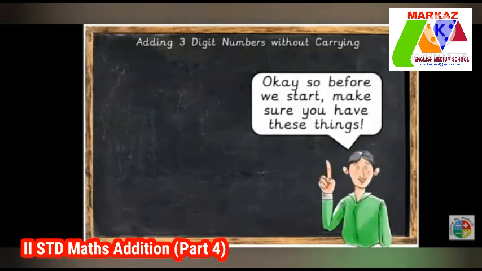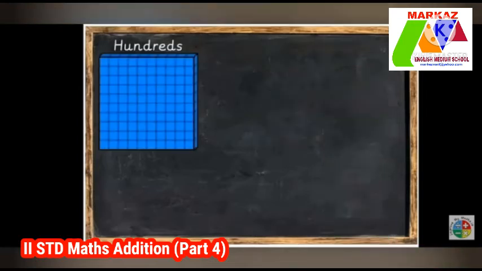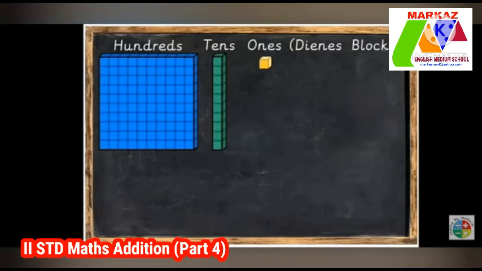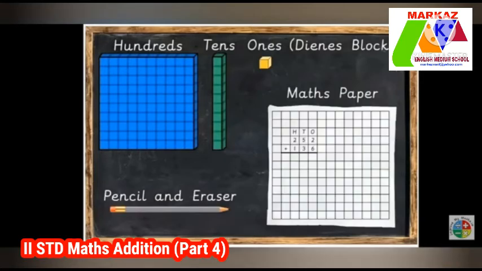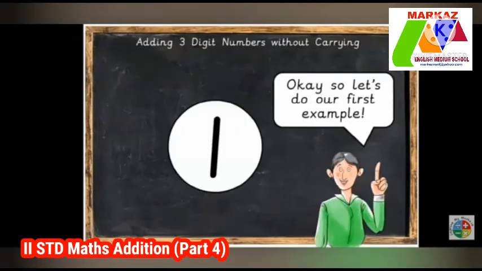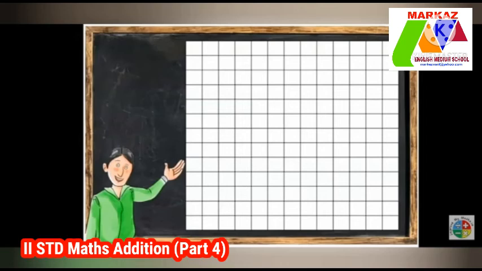Okay, so before we start, make sure you have these things. You're going to need some Dienes blocks. So you're going to need a few hundreds, a few tens, and a few ones. You're going to need a pencil and an eraser, and you're also going to need some maths paper to write your sums. Okay, so let's do our first example.